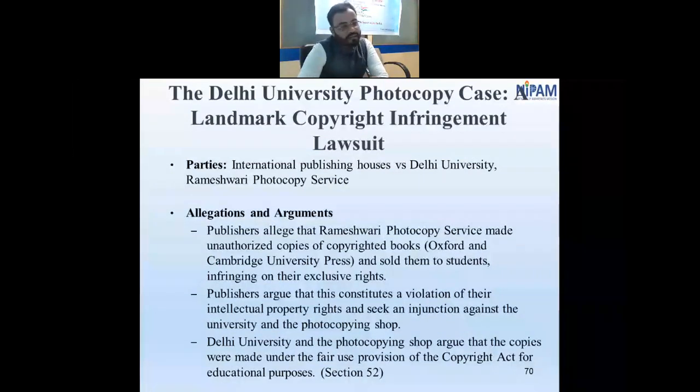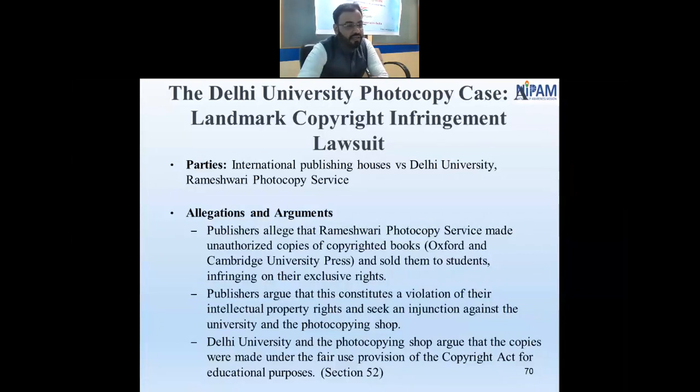Again, there was a very famous copyright infringement lawsuit filed against Delhi University and a photocopy shop on the Delhi University campus. Basically, the professors in Delhi University were using copyrighted material of the famous international publishing houses, Oxford and Cambridge universities, and they were selling those notes as class notes to the students. And a nearby photocopy shop was copying and selling those photocopied materials publicly.